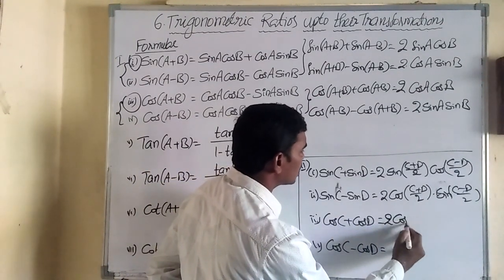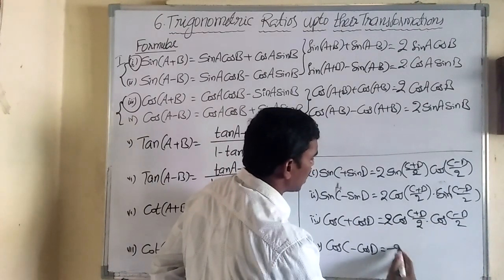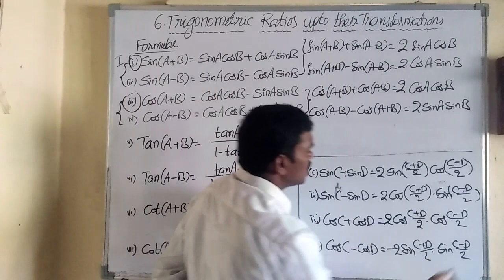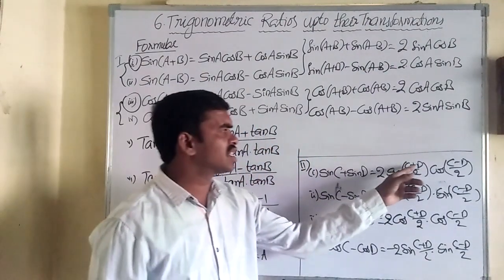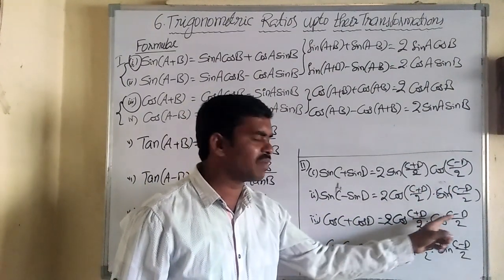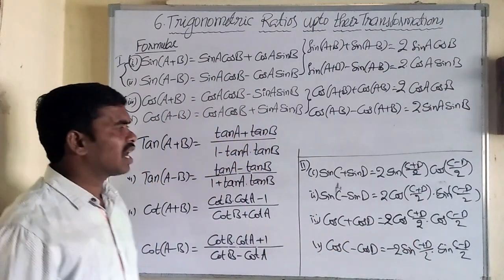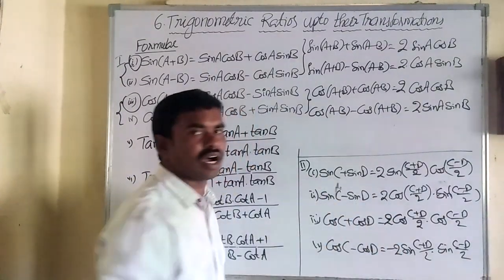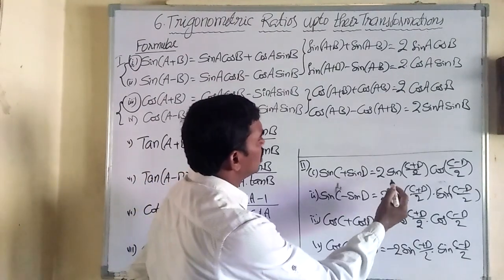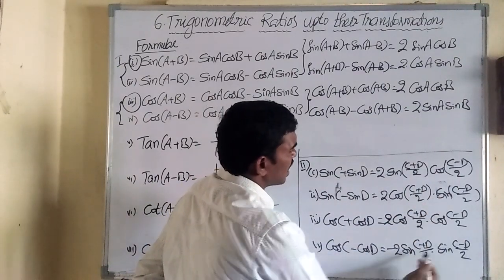For this, cos c plus d by 2 into cos c minus d by 2, and minus 2 sin c plus d by 2 into sin c minus d by 2. See, I think you already observed that in every case c plus d by 2 and c minus d by 2 are common. Am I right? Yes. And in every formula, 2 is common. Yes? Very good. See, sine cos, cos sine, cos cos, sine sine.